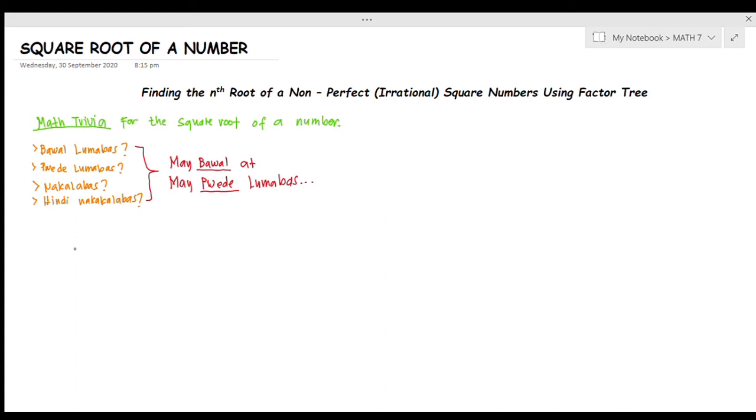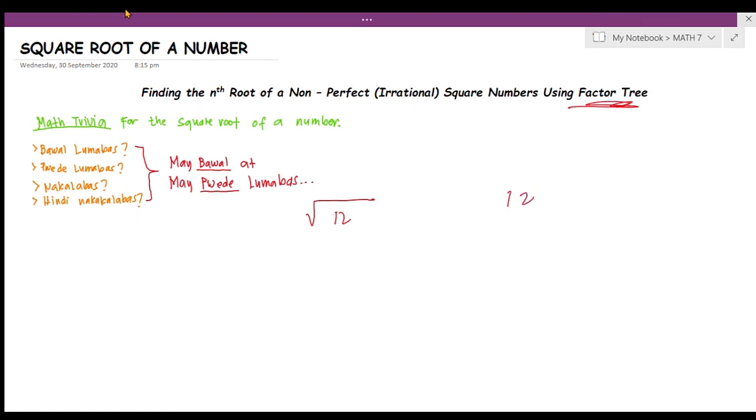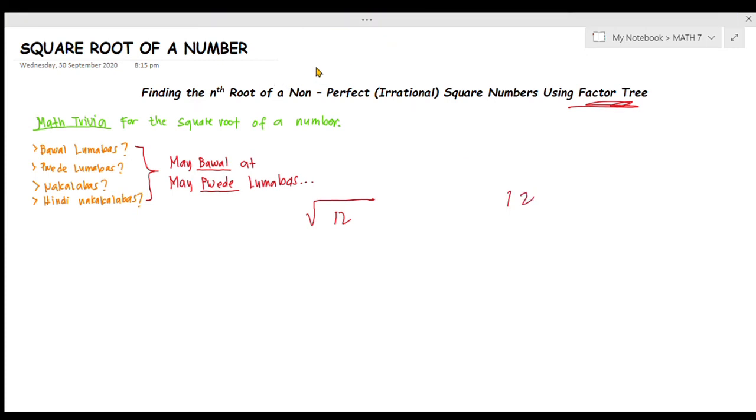If we are going to have this example, for example, we have the square root of 12. Let's start with the smallest numbers. We have this 12. So ang gagawin natin, apply lang natin yung factor tree. Using the factor tree, kunin natin yung 12. And then maghahanap tayo ng prime numbers na pwedeng makapag-divide sa 12. And also, 12 can be divided by 2.